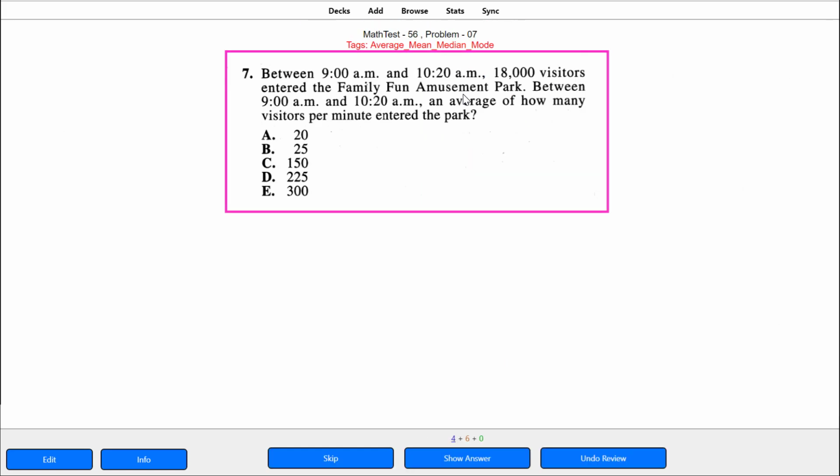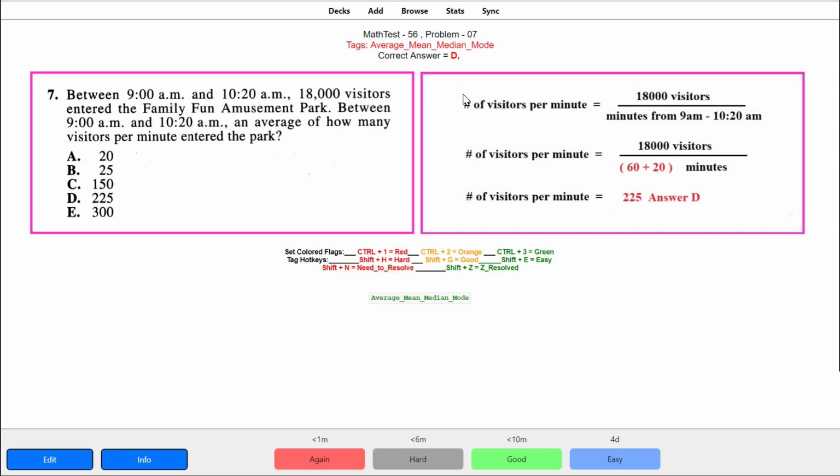Okay, for number 7, they say between 9 and 10:20, so that would be 60 plus 20, 80 minutes. They had 18,000 people enter the park. What is the average of visitors per minute? So we have 18,000 people over 60 minutes for the first hour plus 20, which is 80 minutes. Divide 18,000 by 80, and we get our average of 225 per minute.